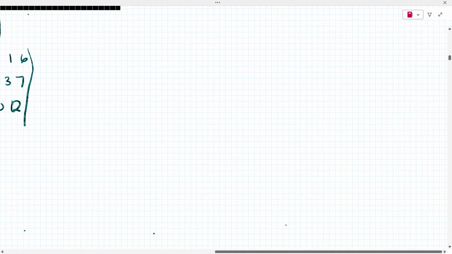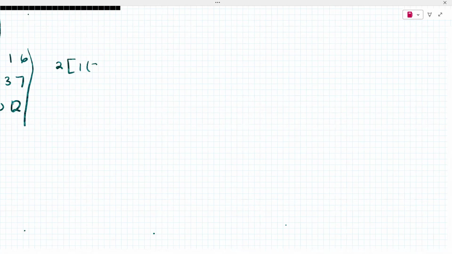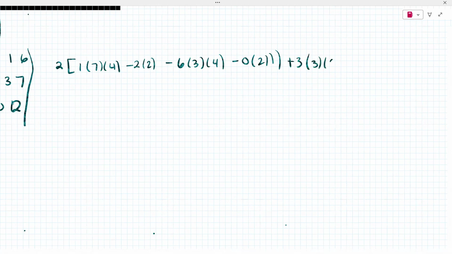So continuing off, you're gonna get 2 bracket 1 times 7 times 4 minus 2 times 2, minus 6 times 3 times 4 minus 0 times 2, plus 3 and then 3 times 2 minus 0 times 7, bracket.